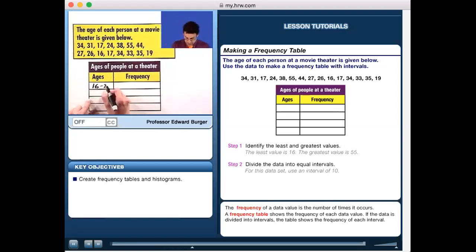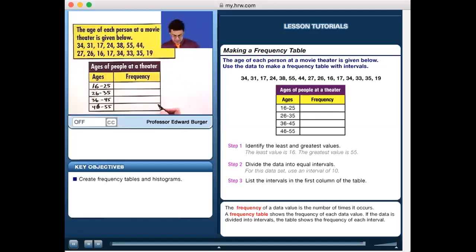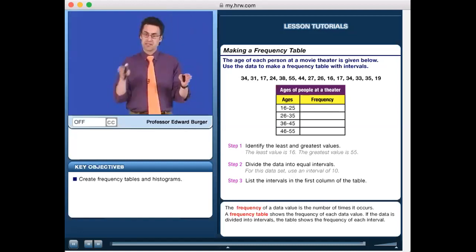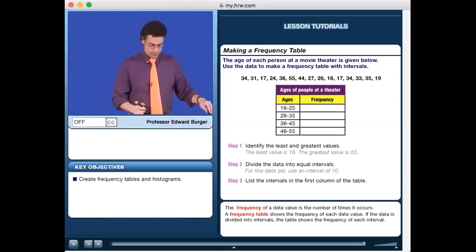So we have 16 to 25, and then 26 to 35, 36 to 45, and 46 to 55. You'll notice that now all the data will fit in somewhere in this. The hardest part is to look for the highest and the lowest data point, and then systematically, evenly distribute all the data in between. Once you've got that, we're all set.